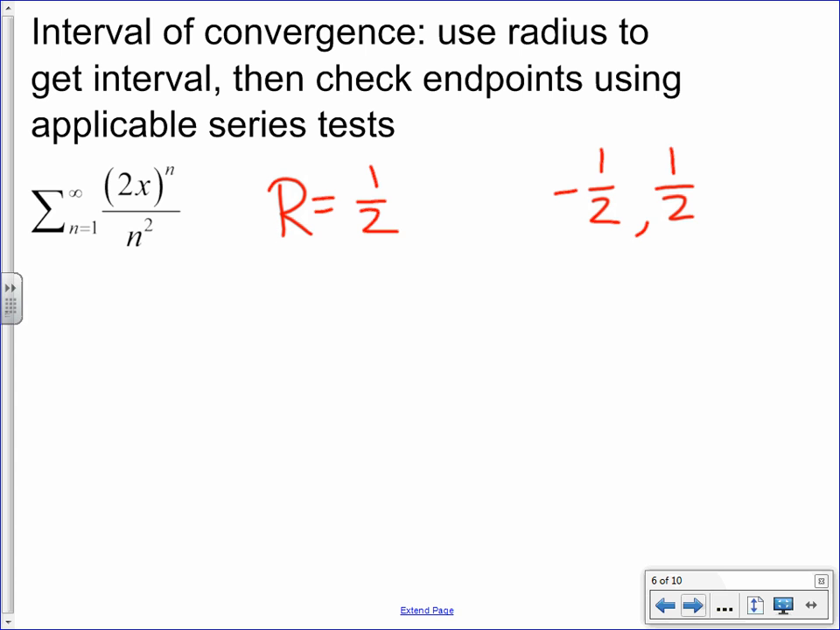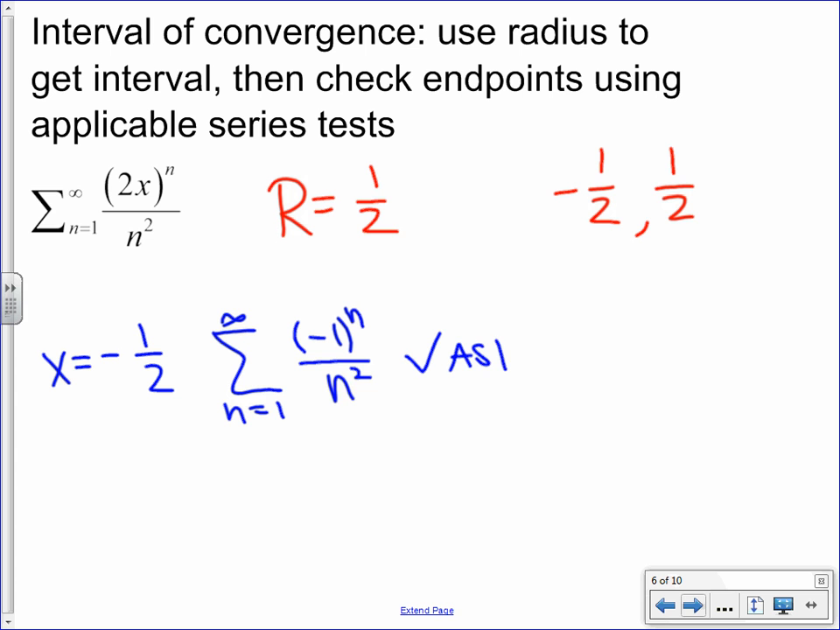So let's imagine x equals negative 1/2. This is an alternating series. Okay, so what's negative 1/2 times 2? Negative one. So this becomes negative 1 to the n over n squared. Does this converge? Yeah. Alternating series test.